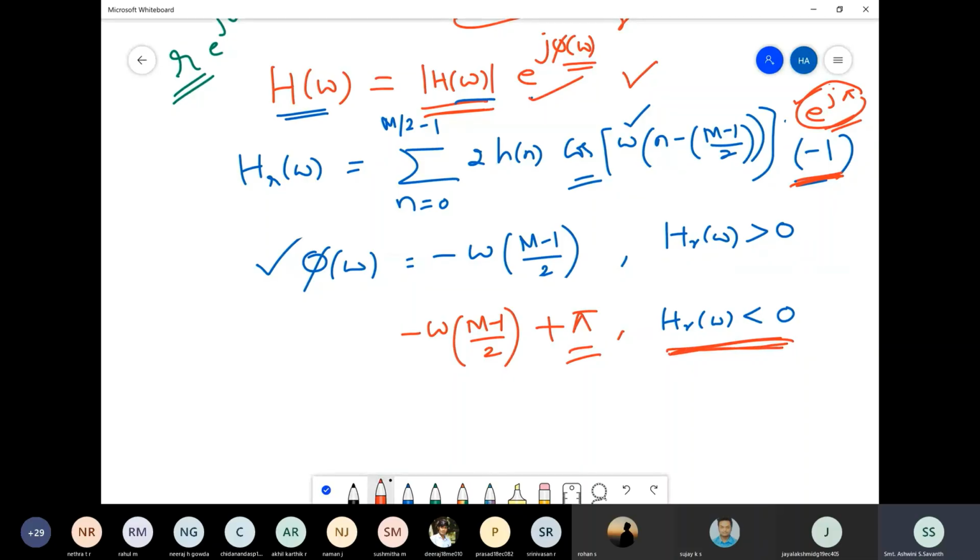So if it is negative, that -1 can be written in terms of exponential as e to the power j pi. So once you write an exponential here, you cannot have this exponential term with HR of omega. You'll have to shift it to the phase term. E to the power j pi should be shifted to the phase term because it is in r e to the power j theta form. So phi of omega is going to become phi of omega plus pi. That's the reason why your phase response will become minus omega into (M-1)/2 plus pi when HR of omega is less than 0.